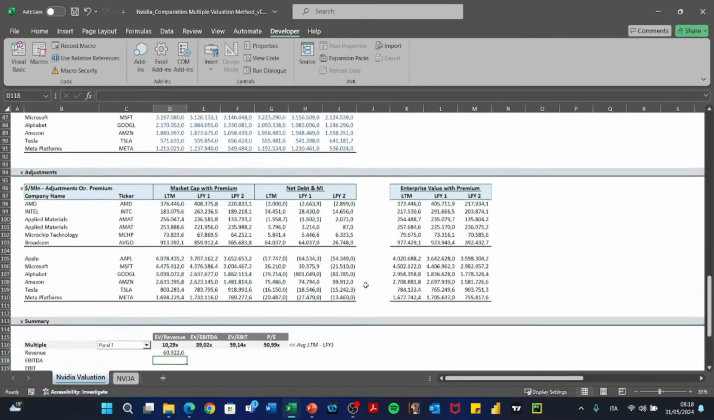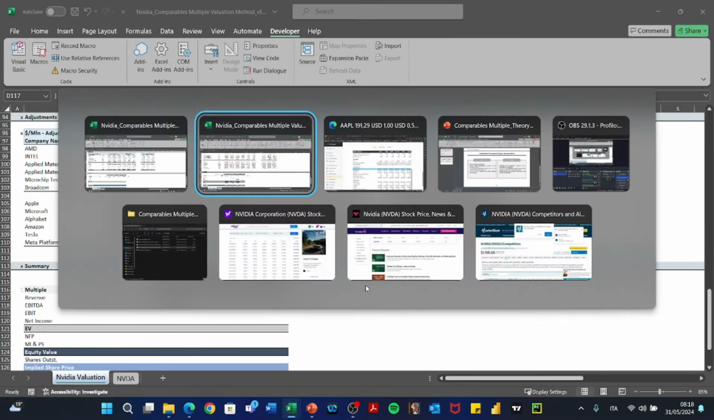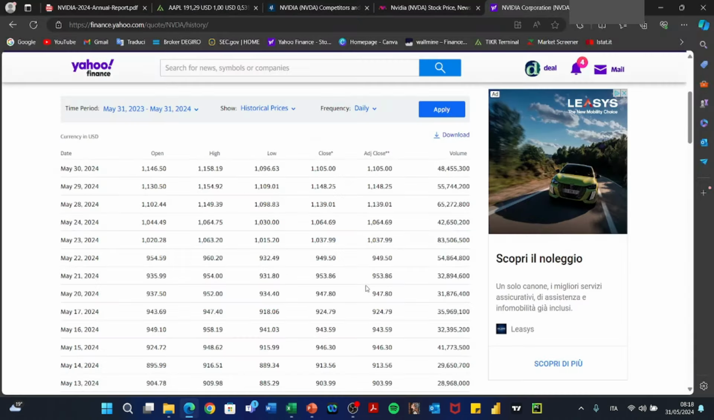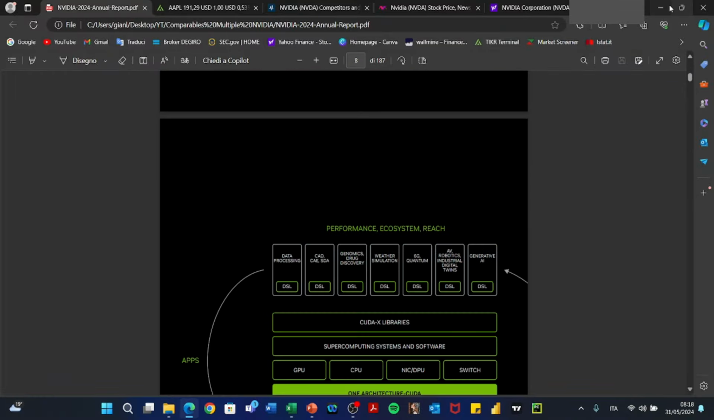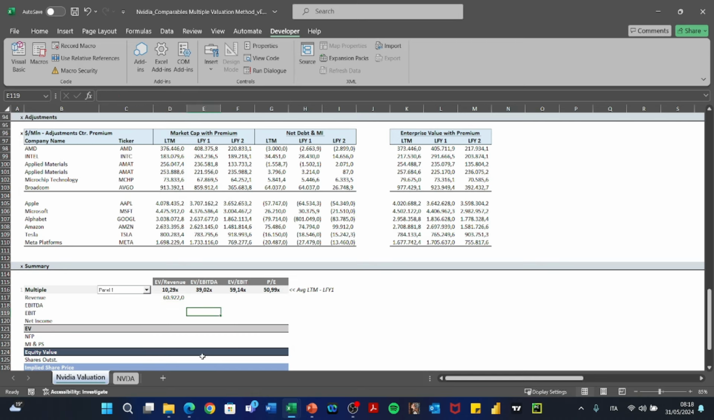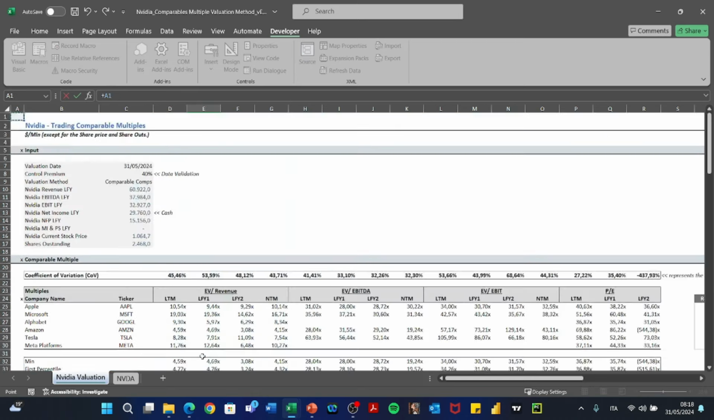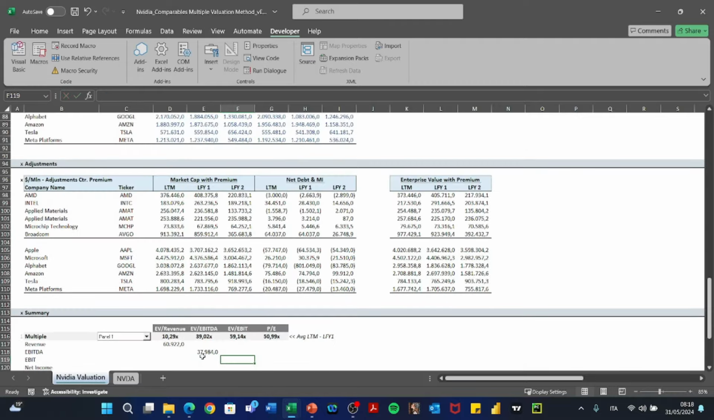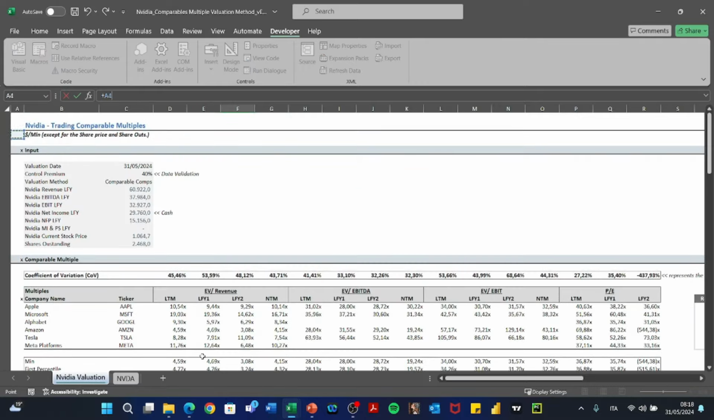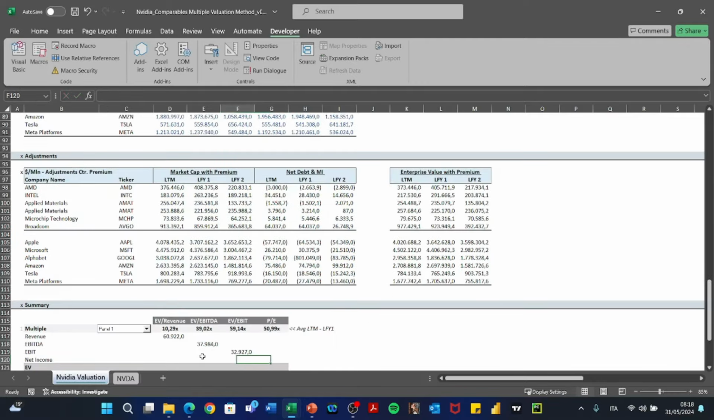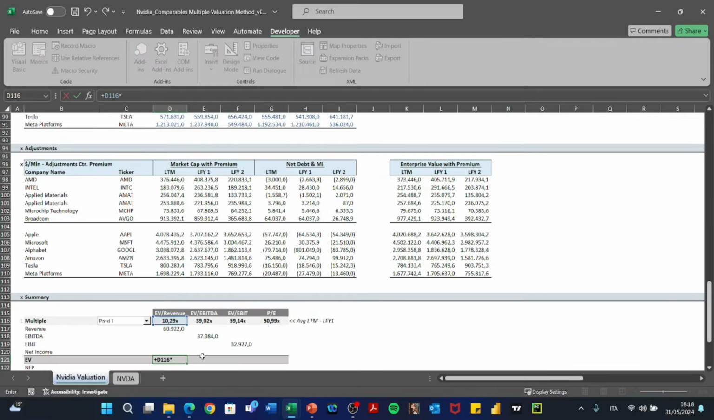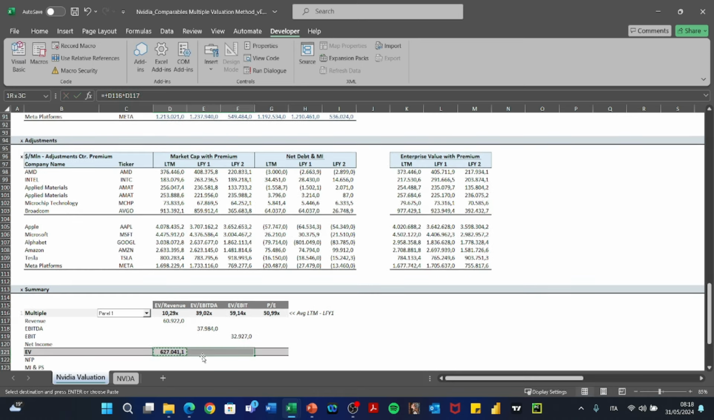I have collected these financials from its annual report. You can find here all the financial data of Nvidia. Let's now do the same with the EBITDA. EBIT. Okay, let's now multiply. So this is the Nvidia enterprise value.